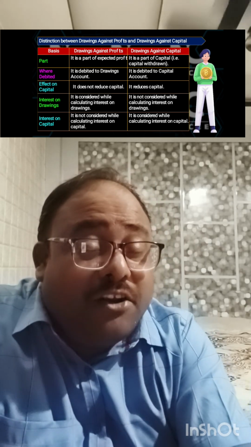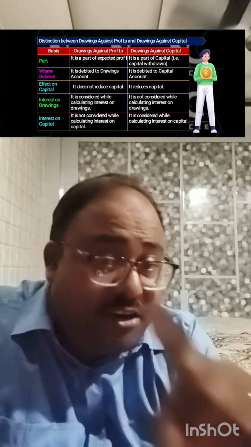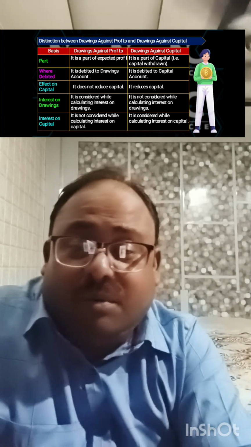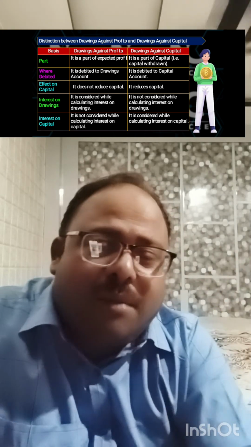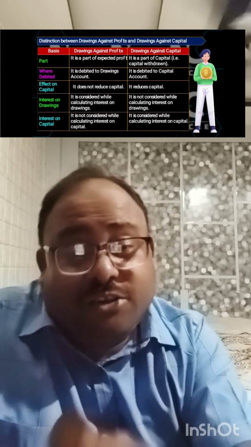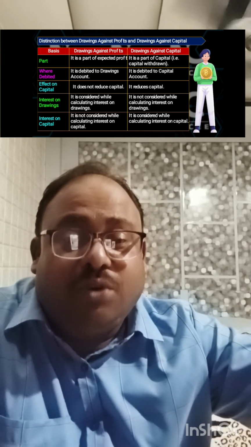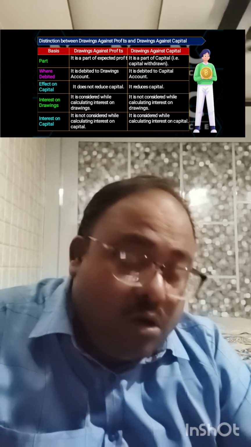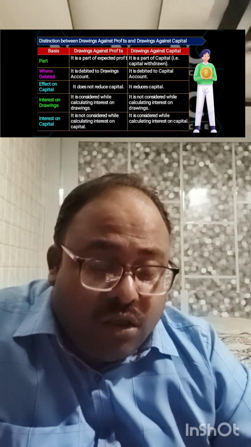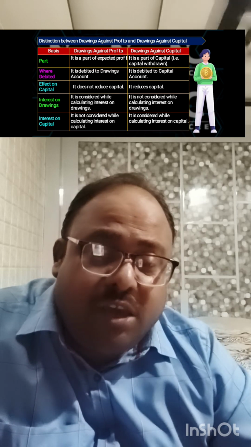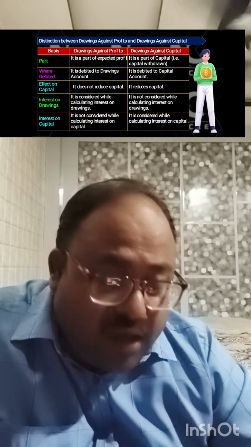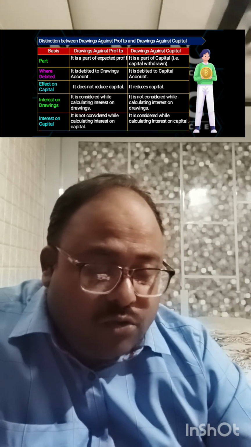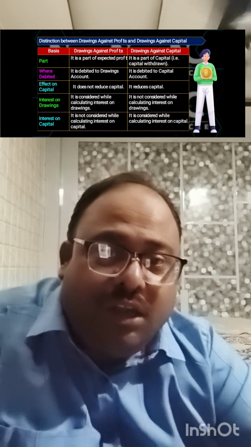And if you talk about interest on drawings, yes, for drawings against profit, interest on drawings is applicable. For drawings against capital, interest on drawings is not applicable because it's not a drawing. It's a reduction of capital. But if you talk about interest on capital, yes, that is applicable when it is a drawing against capital. But interest on capital is again not applicable in the case of drawings against profit. So these are certain areas where you have to focus while doing the accounting for the partnership fundamental section. Clear? So these are the areas you have to deal with in the first part.